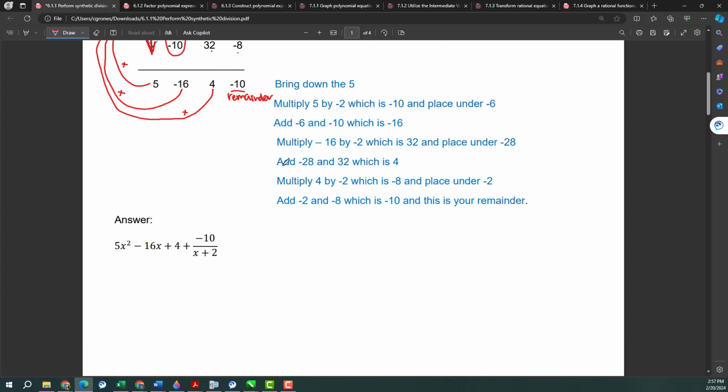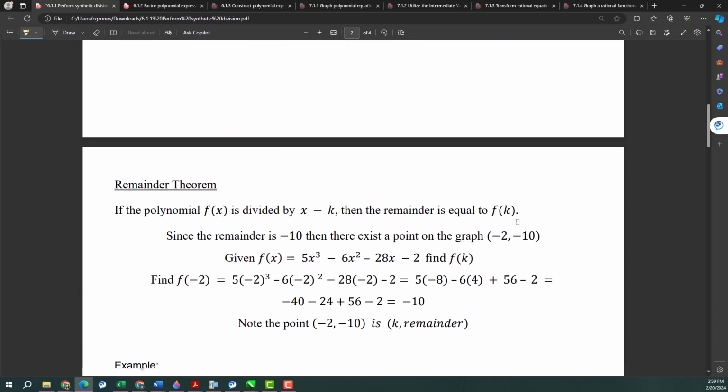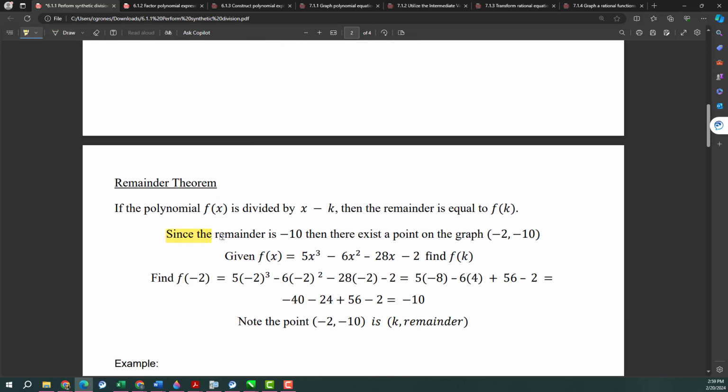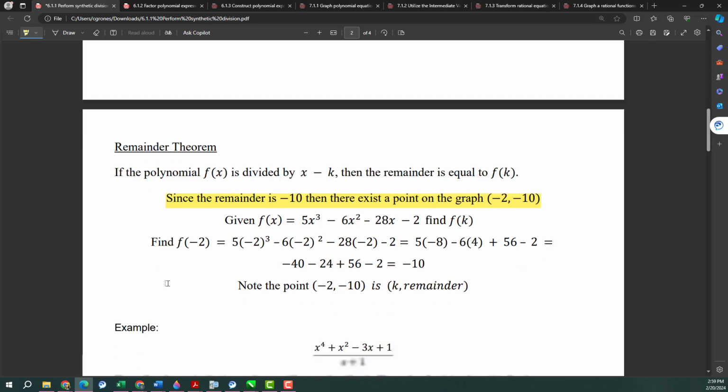Our remainder we are going to put over what we started with, our denominator, which was x plus 2. And there is a remainder theorem, which is in the notes. The remainder theorem says that since the remainder is -10, there exists a point on the graph -2, -10.